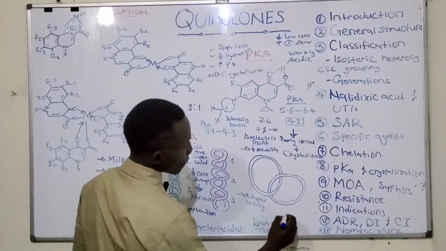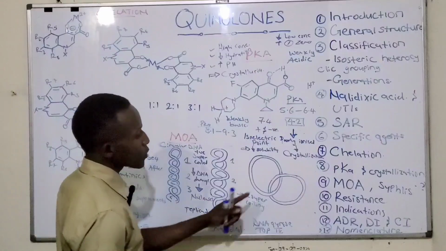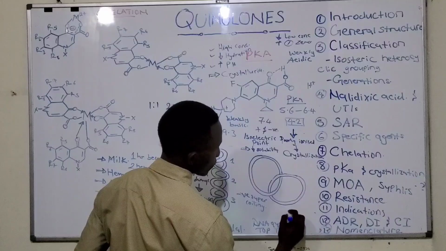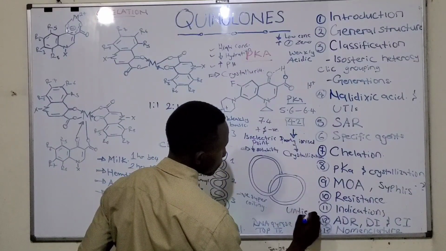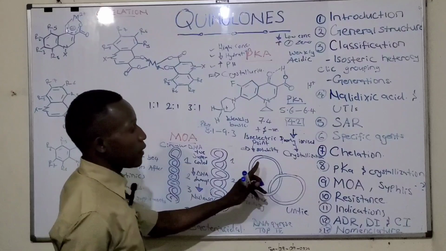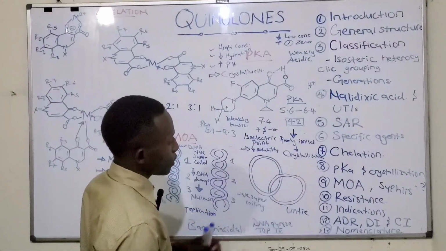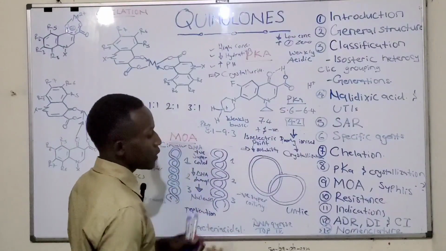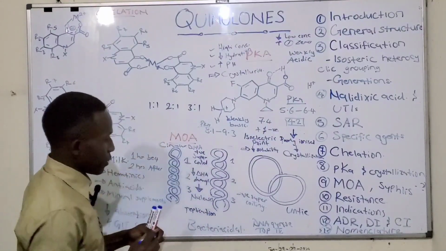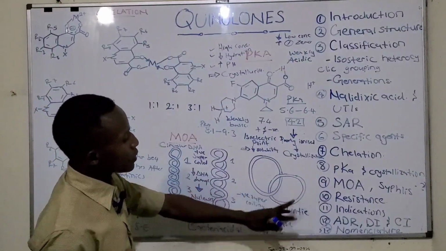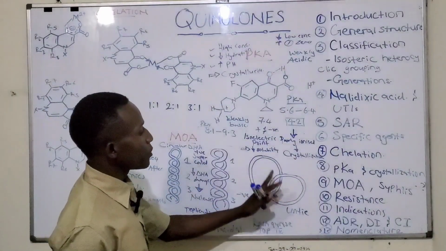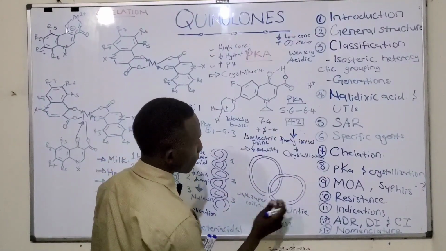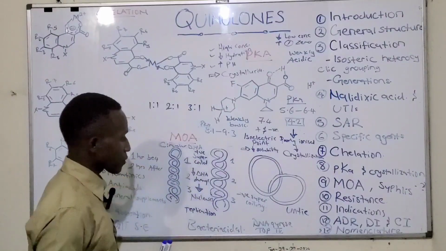Now, for topoisomerase 4, this topoisomerase 4 is responsible for the separation of the daughter DNA. It will untie the daughter DNA from the mother DNA after replication. Hence, there is division after the replication. We can have cell division. But if it's also inhibited, the daughter DNA will remain with the mother DNA, so there is no cell division, and we shall have the bactericidal effect also.